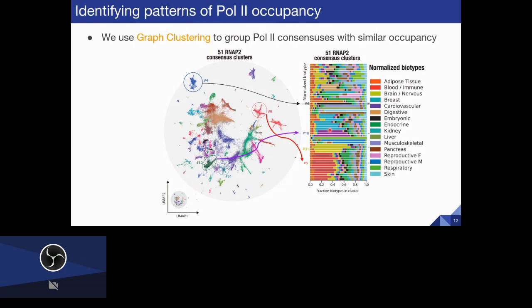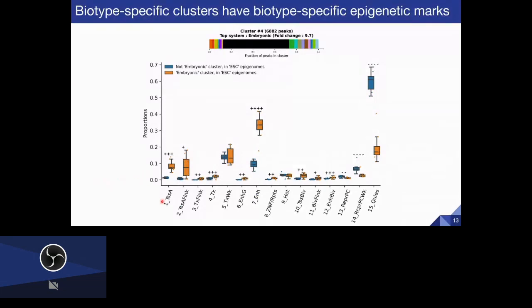And some are more ubiquitous, and some are very specific to other types of tissues. So, for instance, as an example to show that what we observed actually makes sense, we used the Roadmap chromatin annotation. At each of our genomic regions, at our POL2 consensus, we can say in embryonic stem cell epigenomes, what is the epigenetic state?